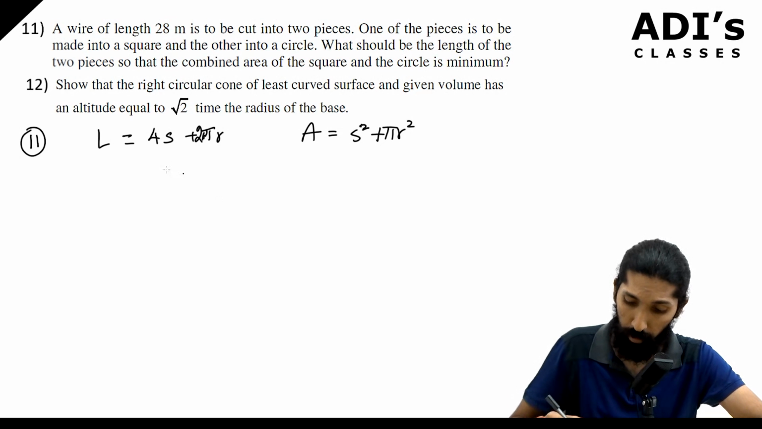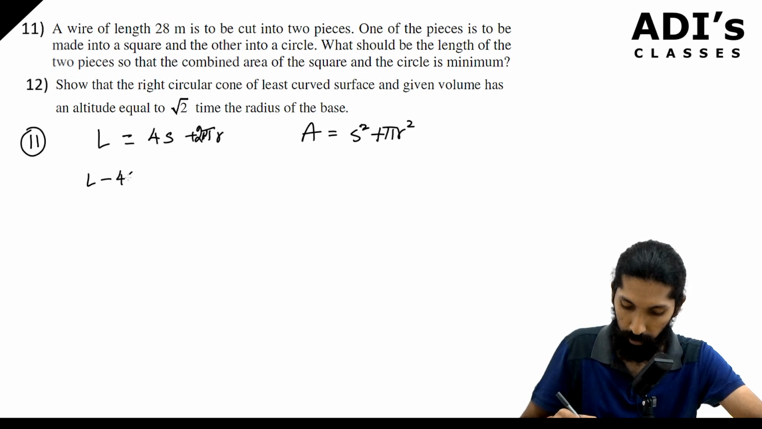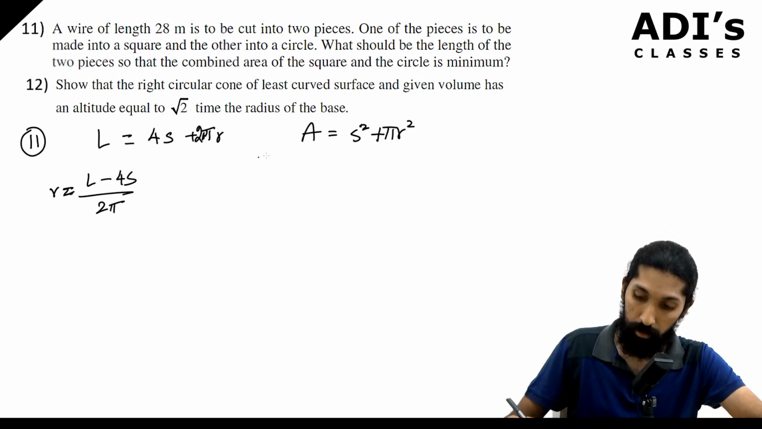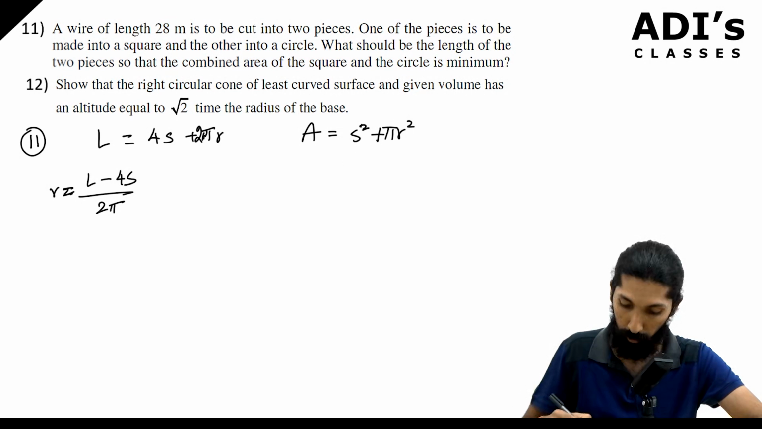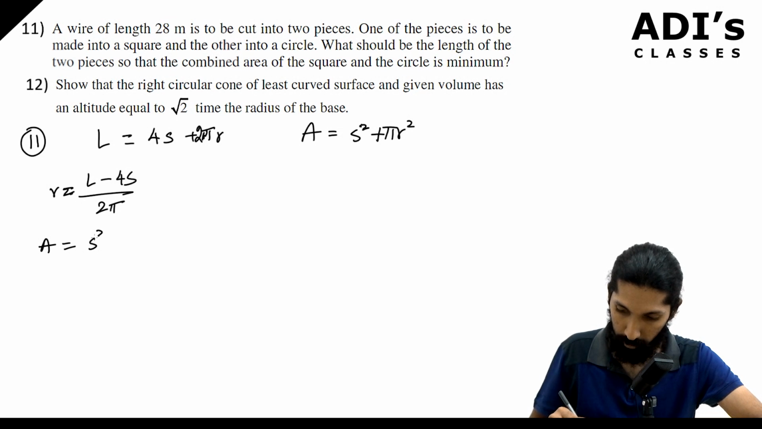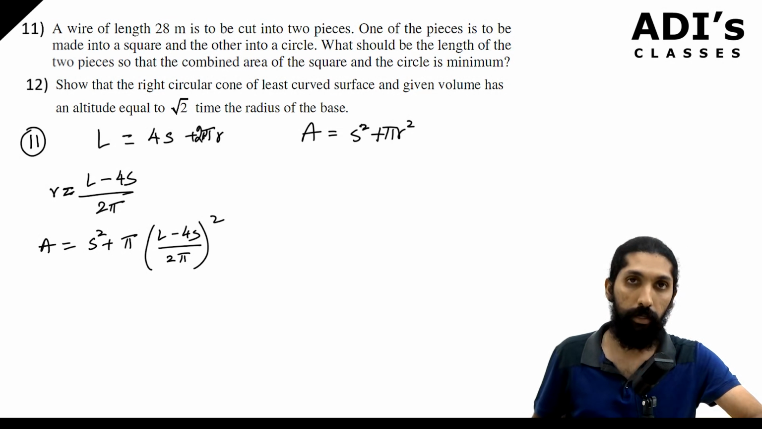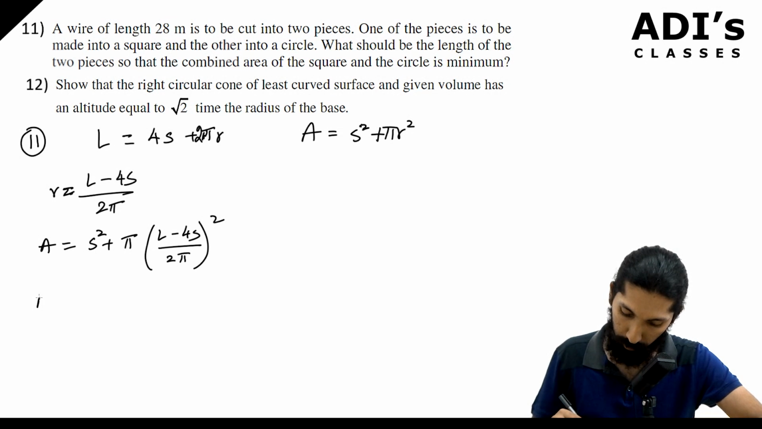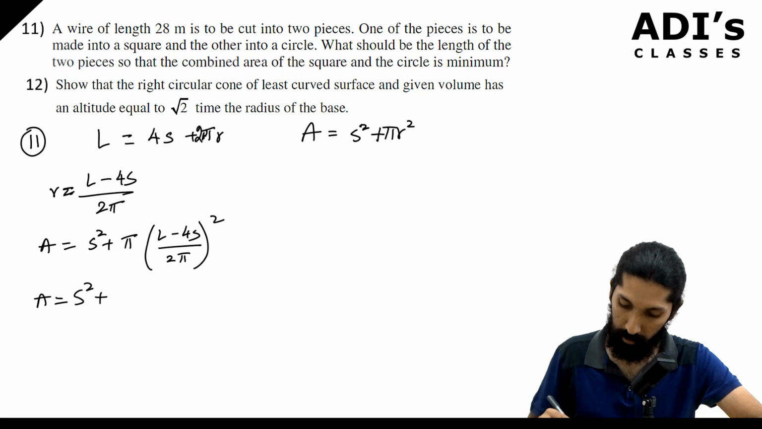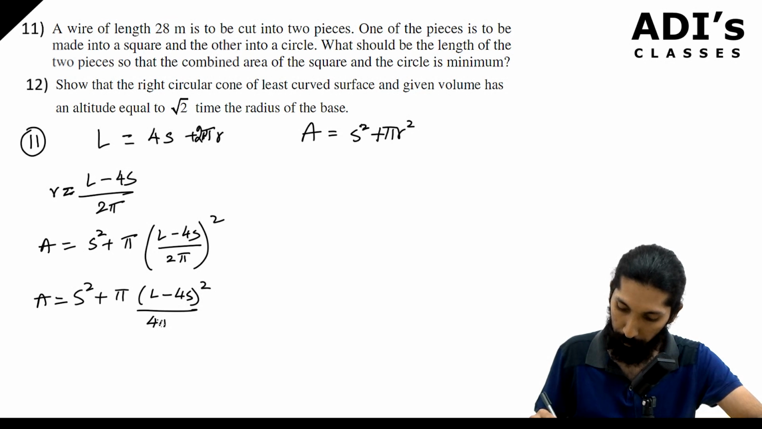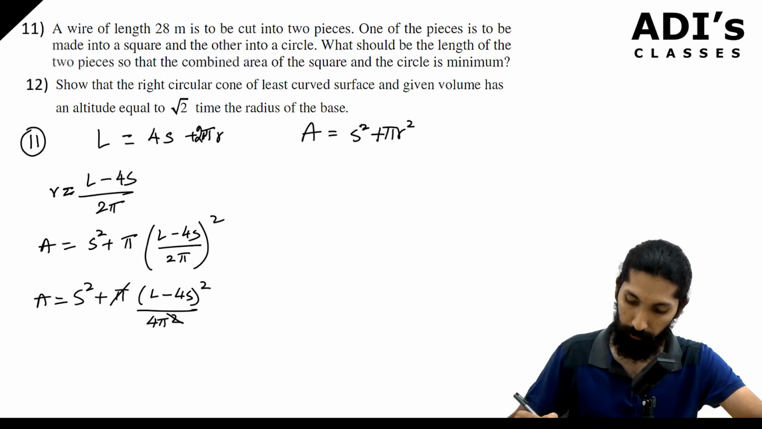So first what we'll do, we can take (L minus 4S) divided by 2 pi. This value is nothing but R. Making R the subject of the formula, substitute that in the area formula. So what you have, A is equal to S square plus pi into ((L minus 4S) by 2 pi) whole square. Now you'll get A is equal to S square plus pi into (L minus 4S) whole square by 4 pi square. Pi and pi cancel.